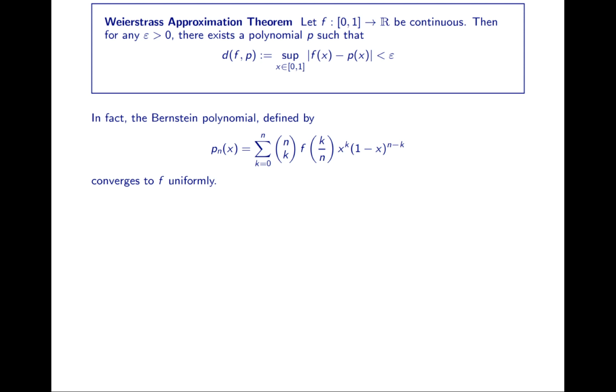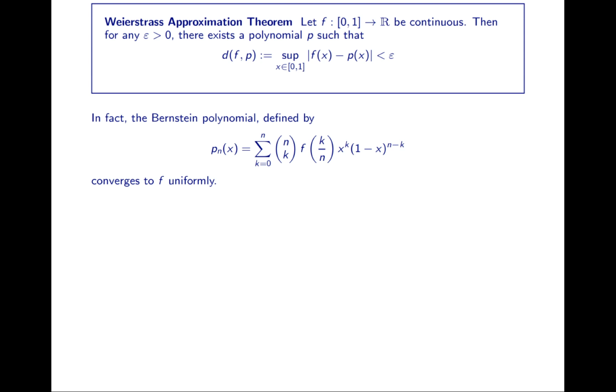In fact, the Bernstein polynomial, defined by that expression there, converges to f uniformly. Now, the Bernstein polynomial is quite useful analytically, and it's going to be a useful tool in proving the Weierstrass approximation theorem. But it's not typically the polynomial used when you want to find something nearby a continuous function. Families of polynomials that we typically use would be Legendre polynomials or Chebyshev polynomials. But of course, you'll learn more about that in a numerical methods course.